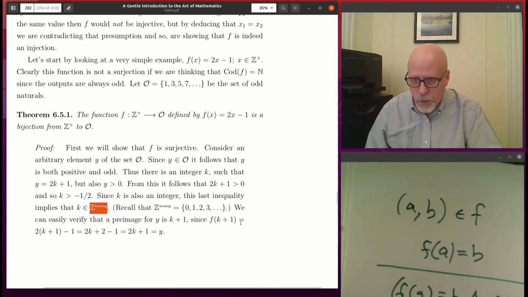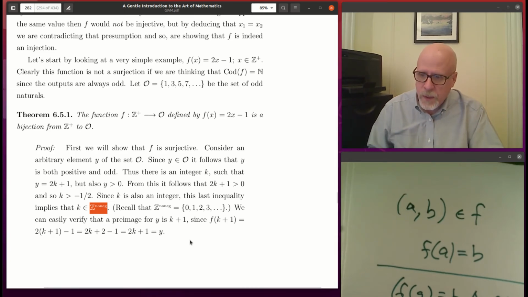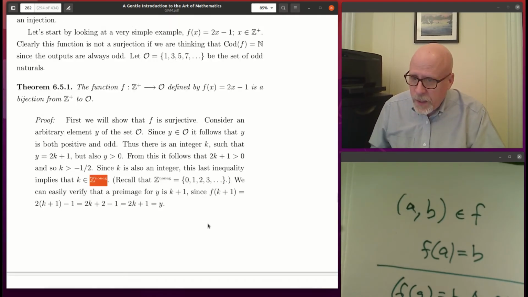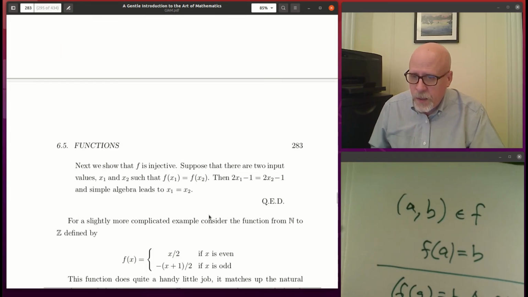What does f do to k plus 1? Remember what f was? It's 2 times a thing minus 1. So we'd have 2 times k plus 1, minus 1, and do the rest of the algebra, and you see that you get y. 2k plus 1 is what you get, but that's what y is, right? Okay, so then the next thing is to show that it's injective.